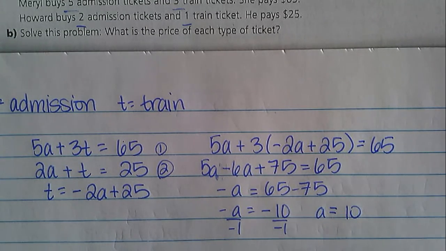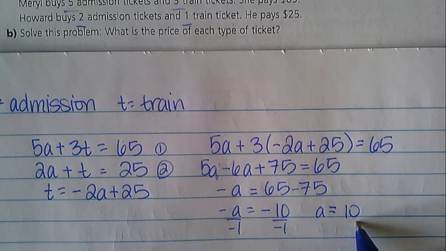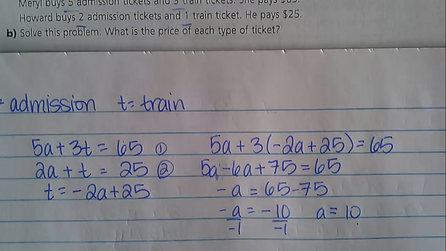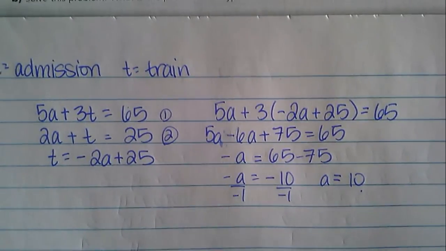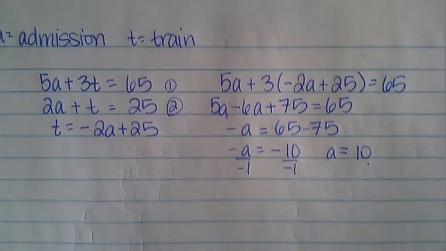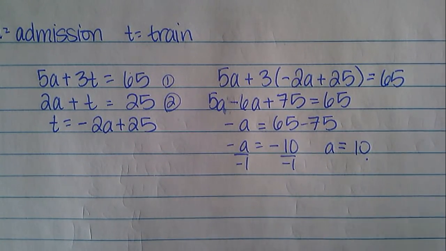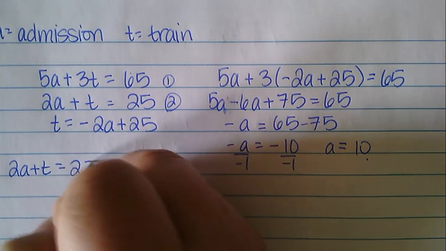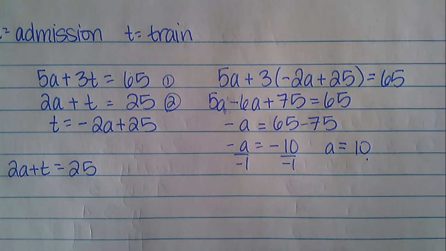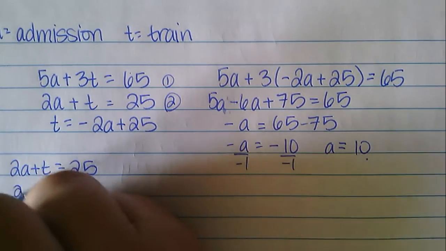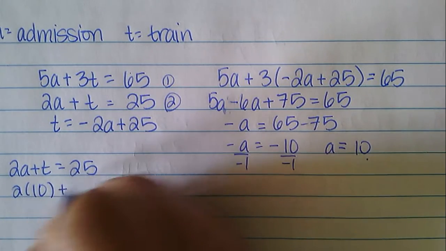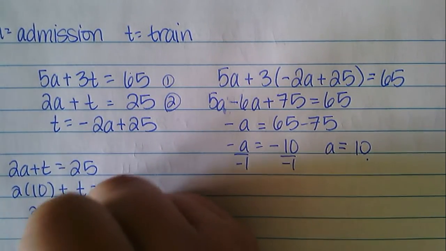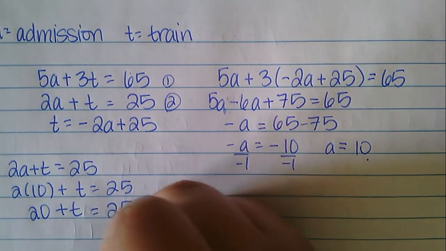Now that I've solved for a, I can use this value of a and put it into either equation number 1 or 2 to solve for t. I'm going to use equation number 2 just because there's less math involved. So let's substitute in that a. That means we have 2a plus t equals 25. I'm going to substitute in the number 10 for a. 2 times 10 plus t equals 25. That means 20 plus t equals 25.